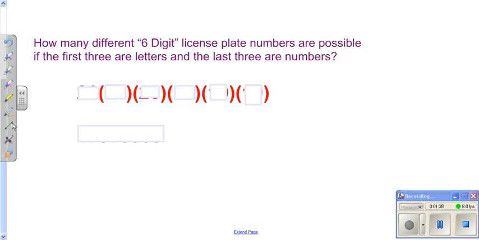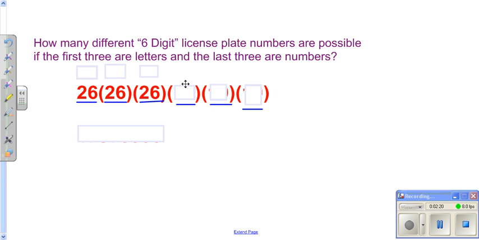How many different 6-digit license plate numbers could you get if the first 3 are letters and the last 3 are numbers? Well, I would start off by putting down 6 spaces like I have here. First one is a letter. How many choices do I have for letters? There's 26 possibilities. Second one is also a letter. How many choices do I have here? Also 26, because it doesn't say we can't use a letter more than once. How many here? Also 26.